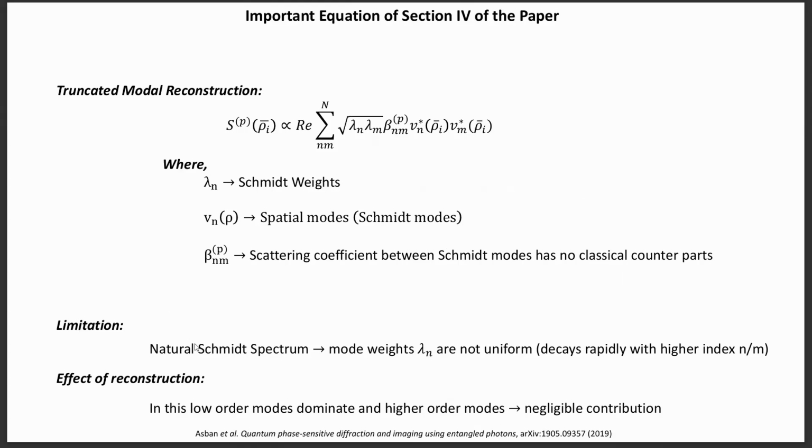And the limitation: the natural spectrum mode weights lambda are not uniform, and decay rapidly with the higher index n, m. So what we do is this reweighted reconstruction. The effect of reconstruction is that low order modes dominate and higher order modes have negligible contribution.